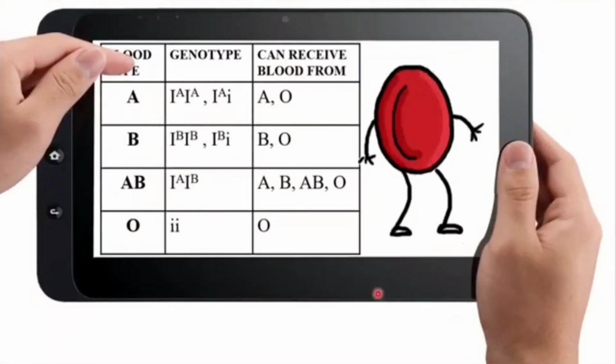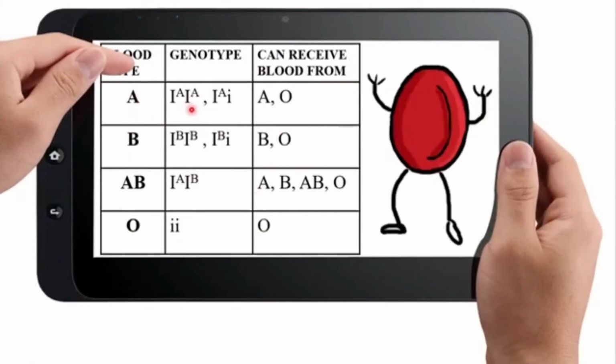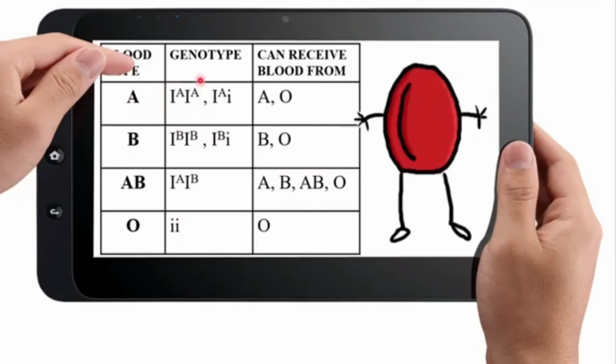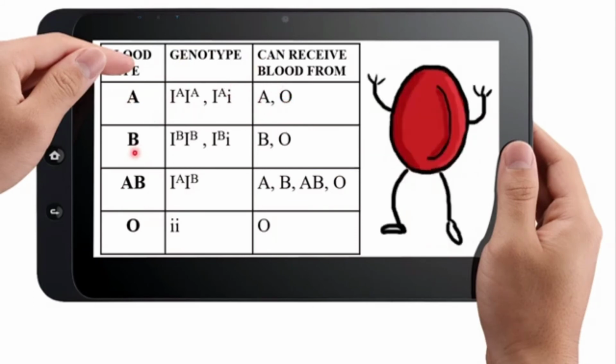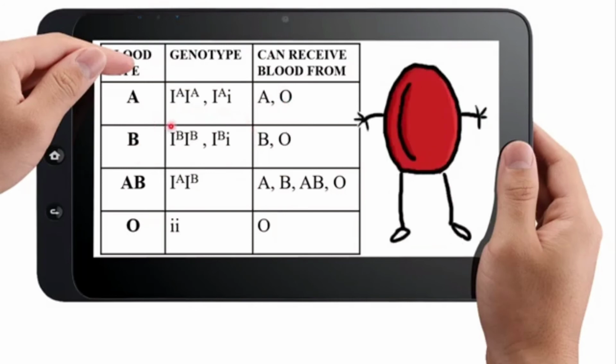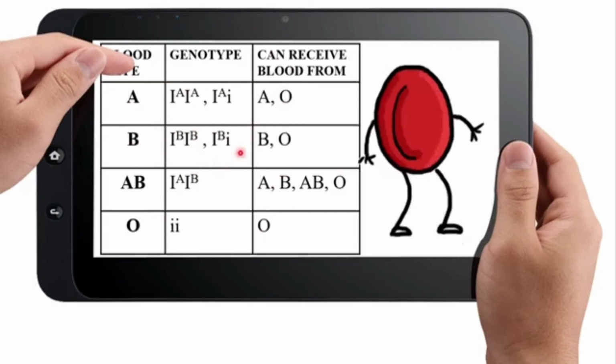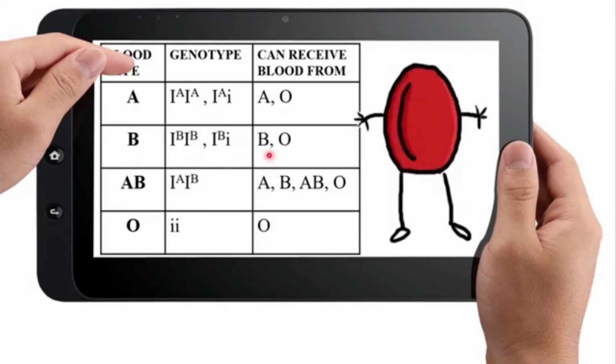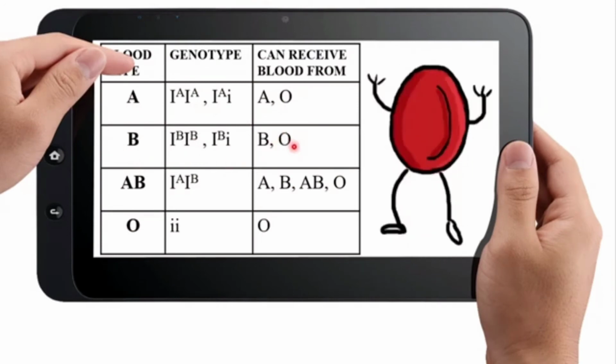Next, so these are the genotypes of blood types. For blood type A, as you can see, we have 2 genotypes. We have the homozygous IA IA and the heterozygous IA i. Blood type A can receive blood from itself, blood type A, and blood type O. Blood type B, we also have 2 genotypes, homozygous and heterozygous. Blood type B can receive blood from blood type B and blood type O.